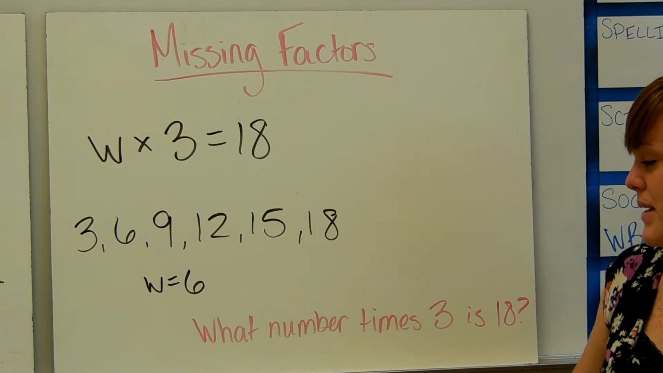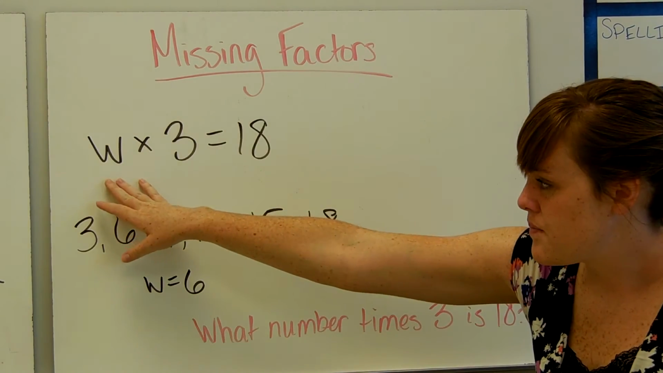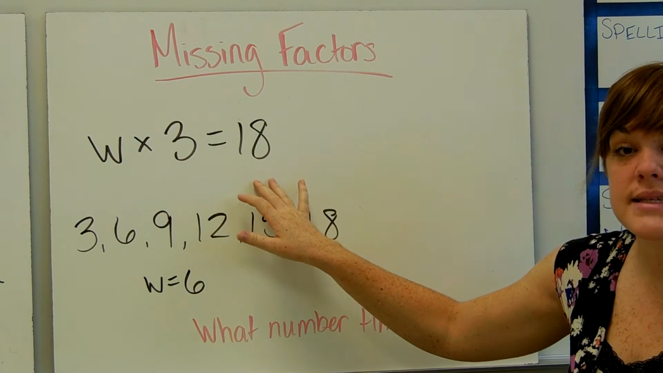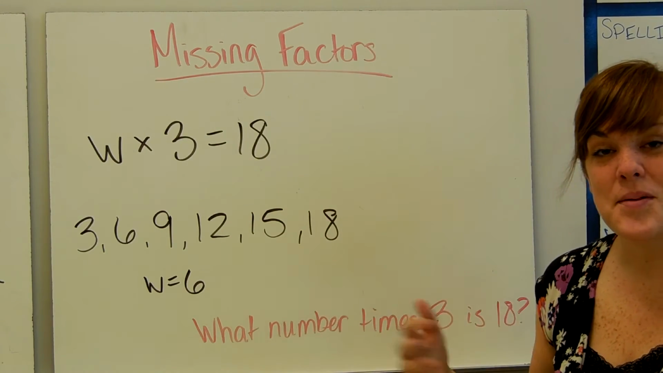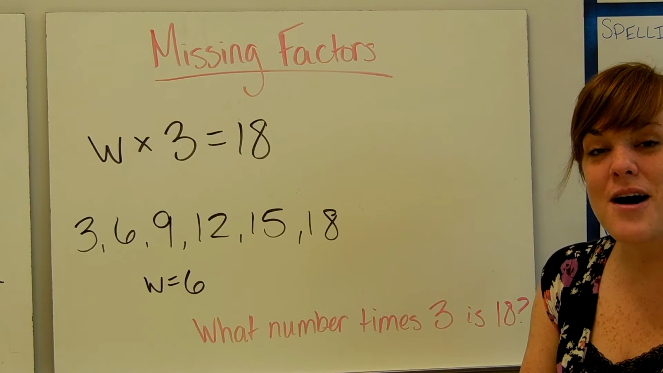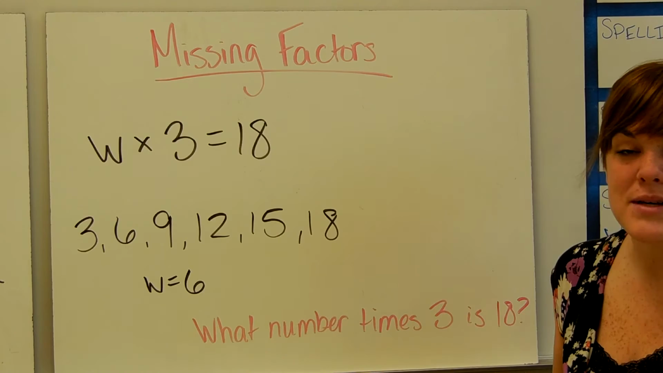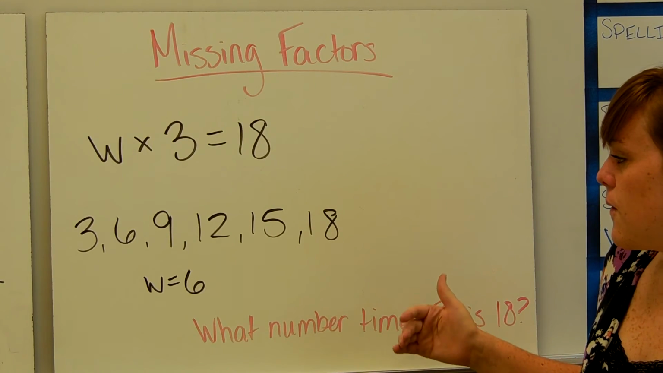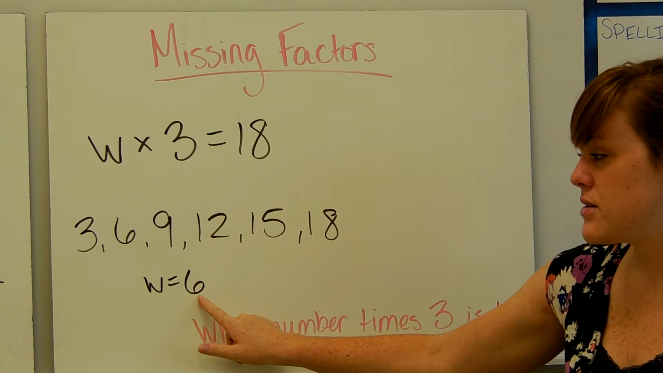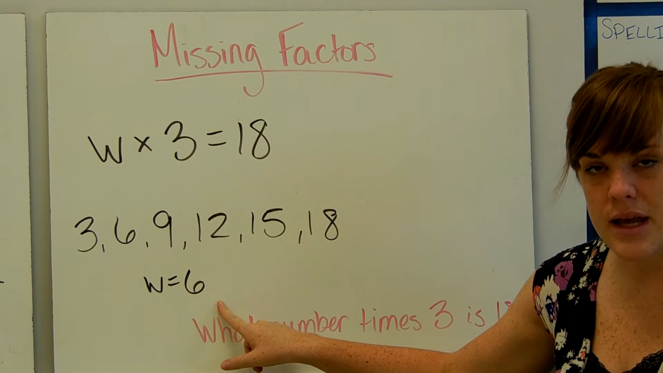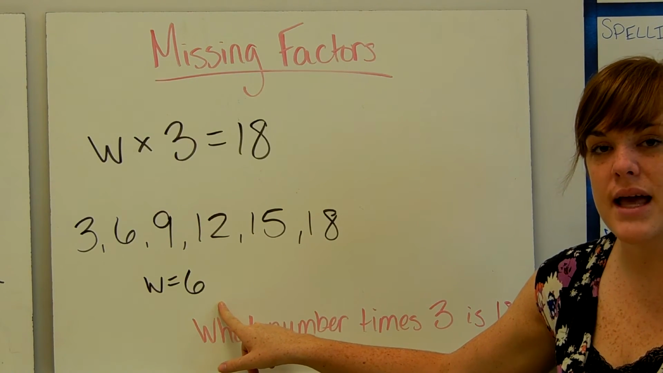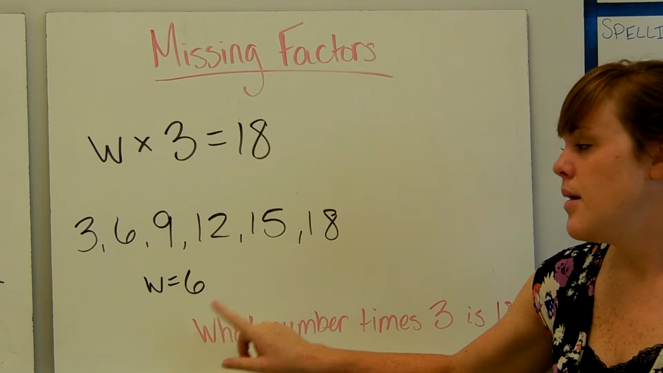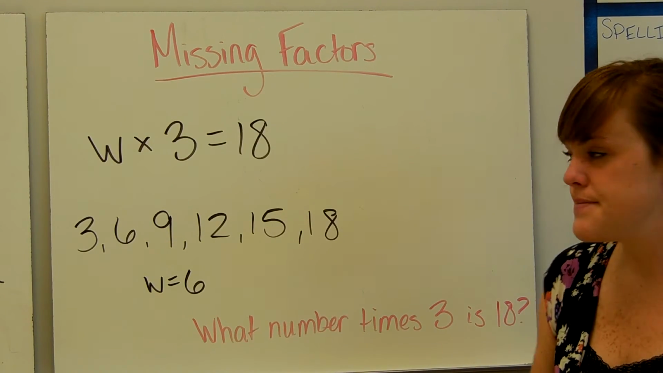A faster way would be to say what number times 3 is 18. This is why we practice our multiplication facts so often, so that you can say, okay, well, that's got to be 6 because I know that 6 times 3 is 18. So either way, and this is where you start writing your answer with the letter equals. I know we haven't been doing that in the equations you've been writing, but let's do that for these.